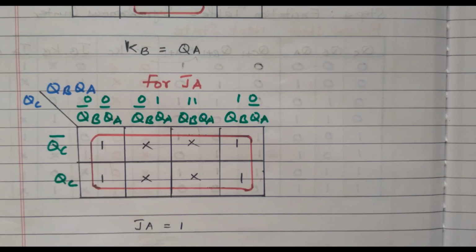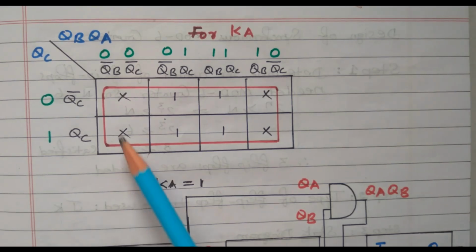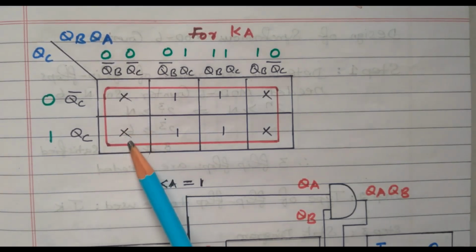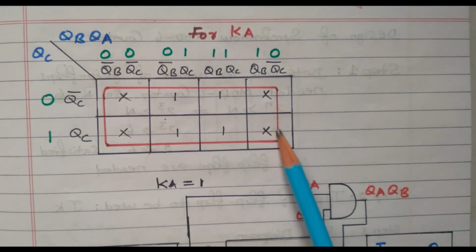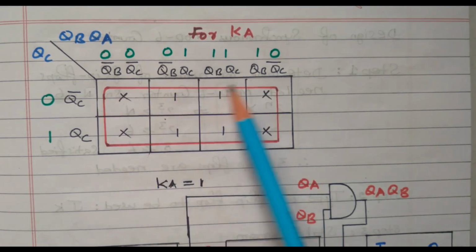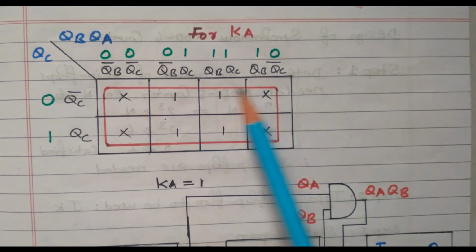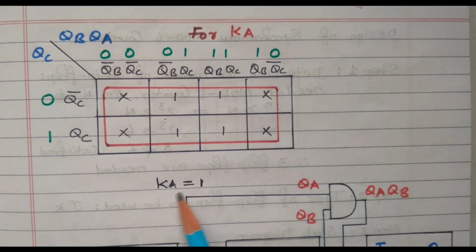Now we'll go to the KA. What is the input for KA? So for KA, from the tabular column it is marked as these 2 are cross marks, don't care condition, these 4 are 1 and the last column also don't care condition. So here also we can group all 8 cells, right? So that what we got, KA equal to 1, right? Now we got the values of JC, KC, JB, KB, JA and KA, right?